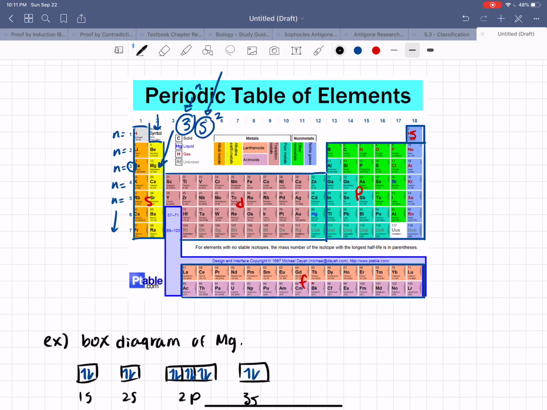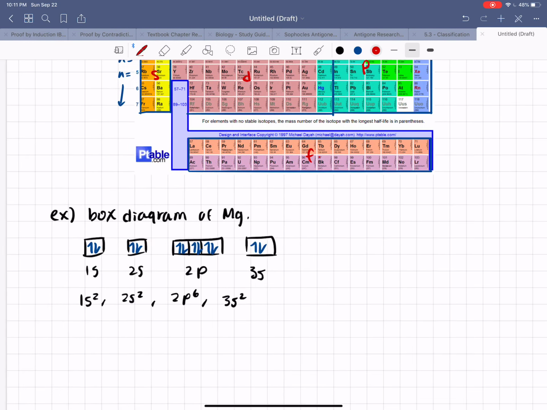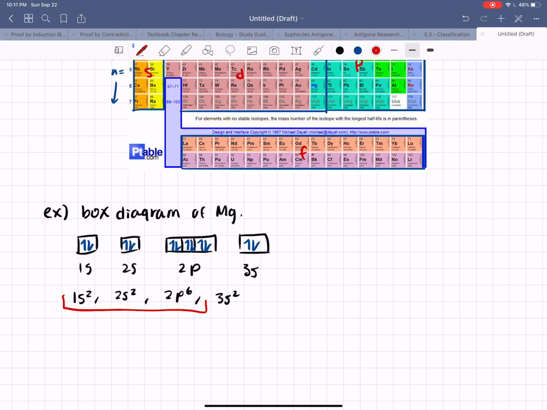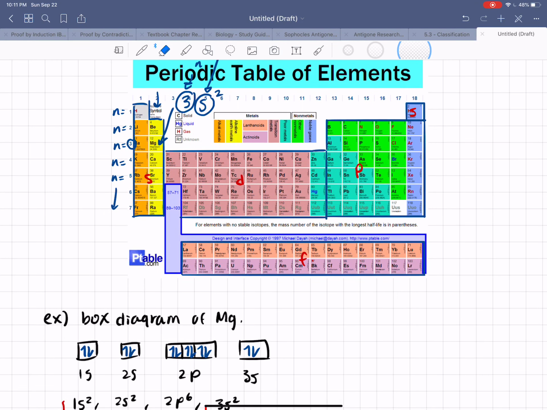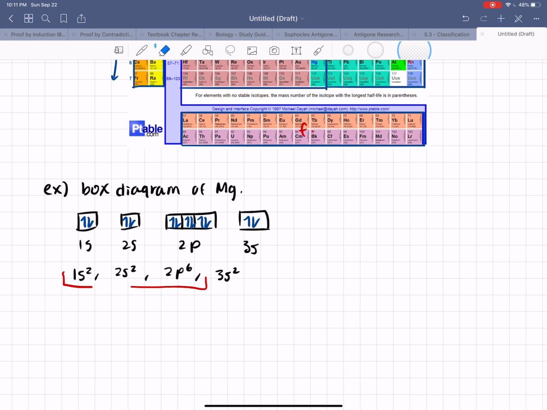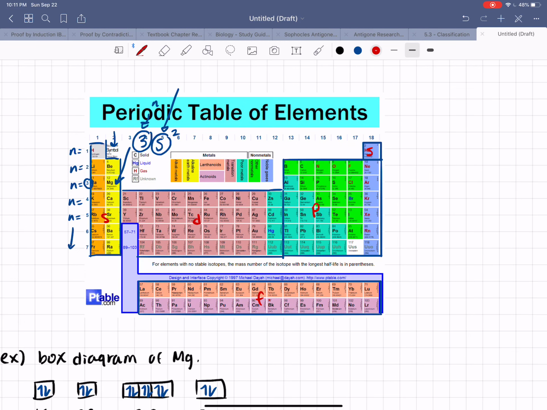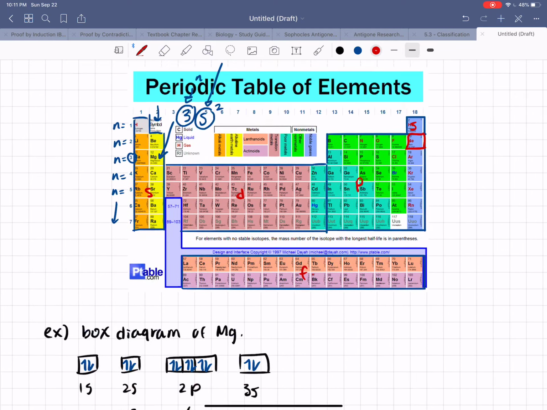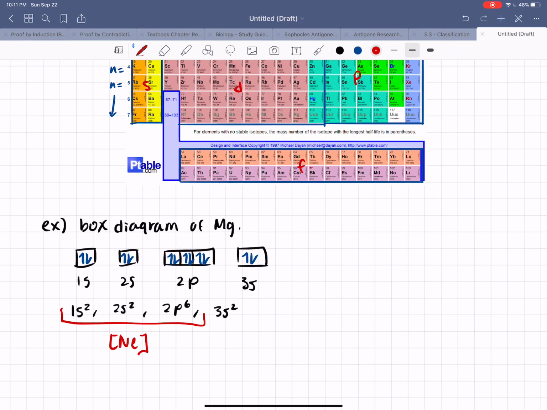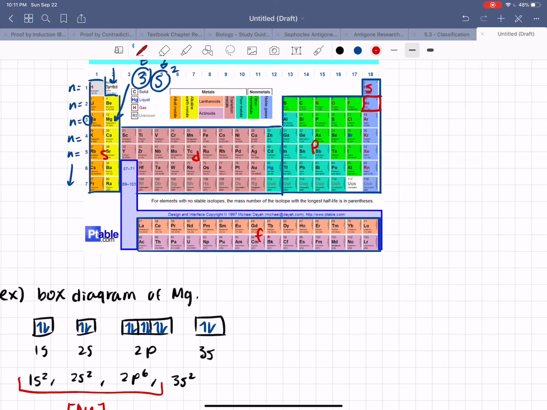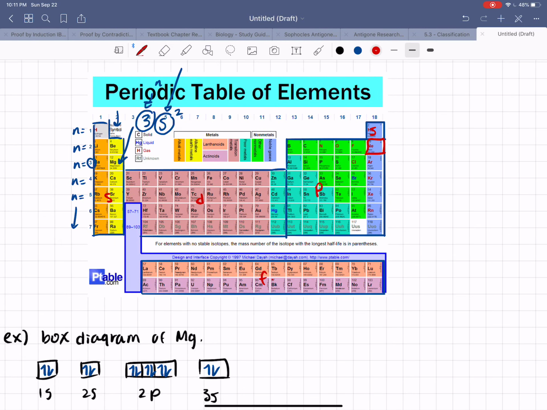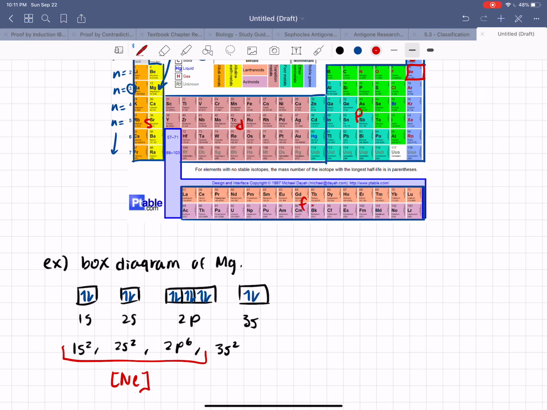But as you can notice, this in here is actually the electron configuration of neon. And so neon's right here. The reason it's the electron configuration of neon is because all noble gases actually have a completely filled outer orbital, which means up until their final orbital, if it's filled up, we can call that a noble gas.